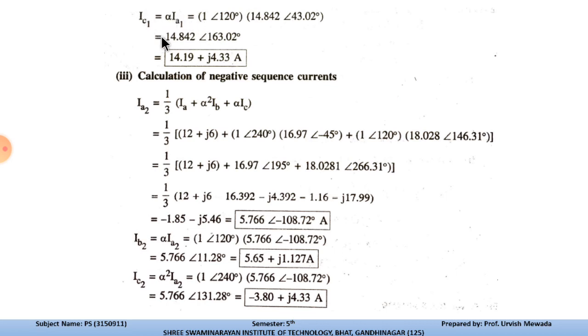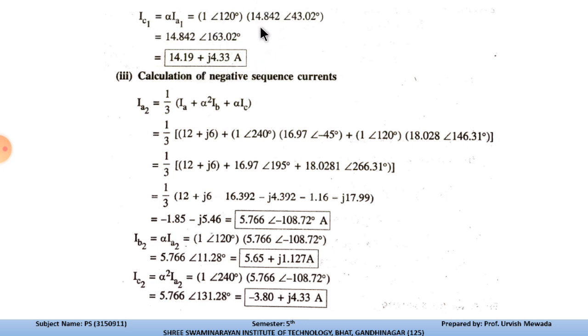So IC1 is alpha IA1. So IC1 is the parameter number 1. So alpha is 1 at angle 120. It is multiplied with IA1, which is 14.842 at angle 43.02 degrees. So after solving, IC1 is 14.842 at angle 163.02, and the A plus jB form of IC1 is minus 14.90 plus j 4.33 ampere.